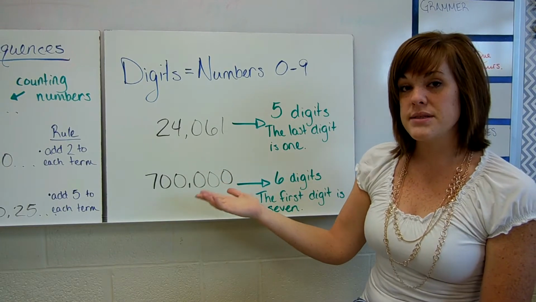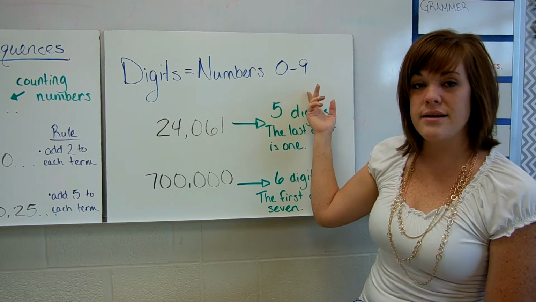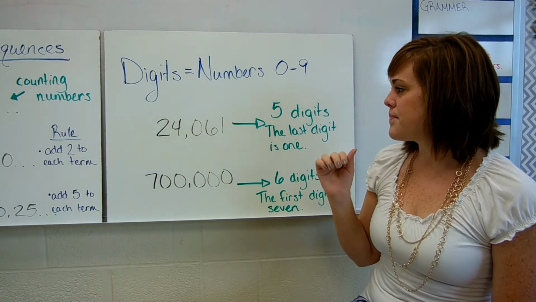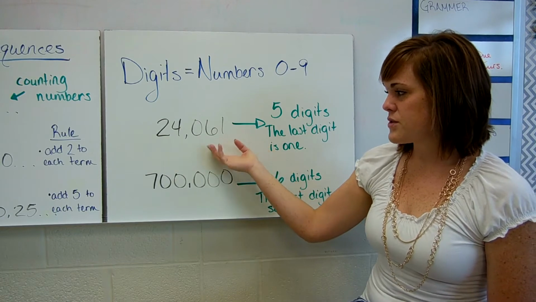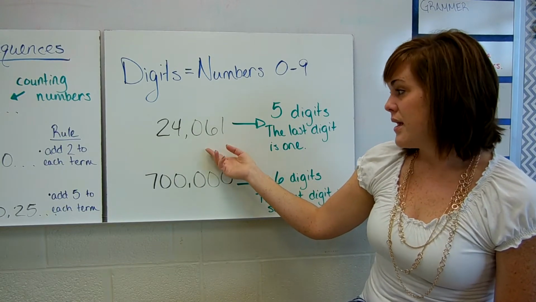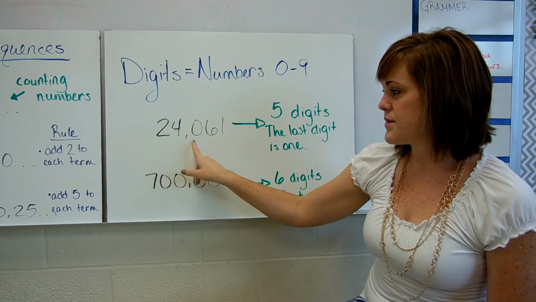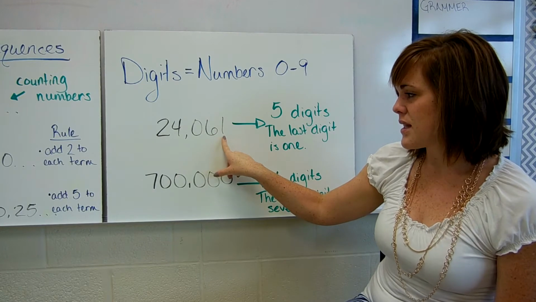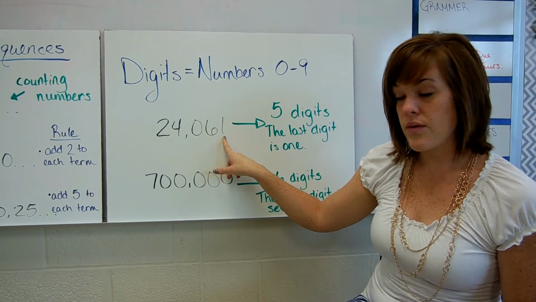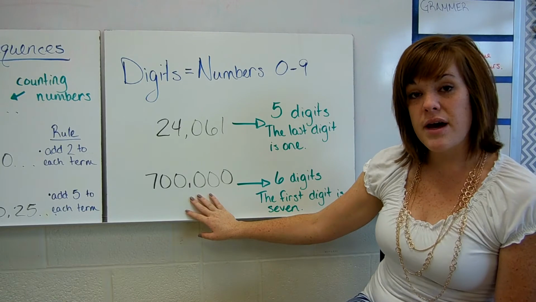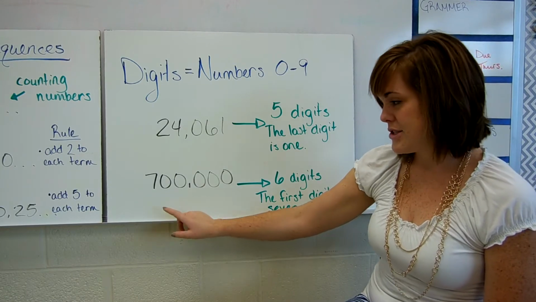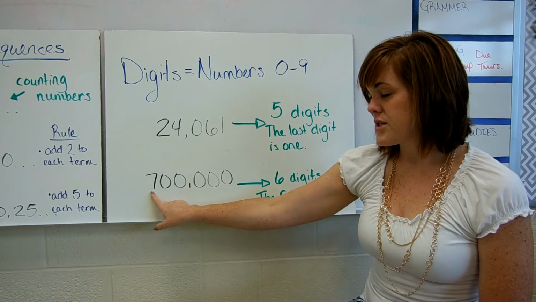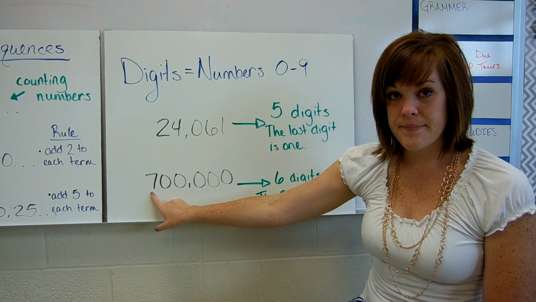Digits. So we talked about sequences. Digits are just numbers 0 to 9. We have 10 digits in our number system. So this number is 24,061. It has 5 digits, 1, 2, 3, 4, 5. And the last digit is 1. So this would be the last digit. Okay? This number, 700,000, has 6 digits, 1, 2, 3, 4, 5, 6. And the first digit would be 7. Okay?